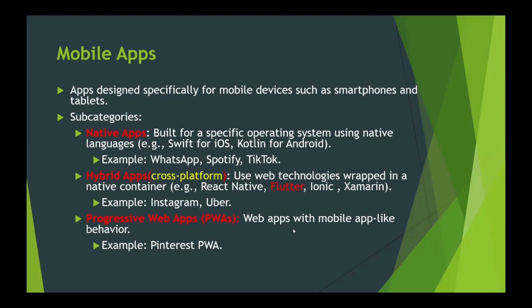Most of the companies prefer React for web development and React Native for cross-platform mobile app development. So the combination of React Native and JS is the best, powerful combination to develop web applications as well as mobile applications. Example hybrid apps: Instagram, Uber. There are several apps available.